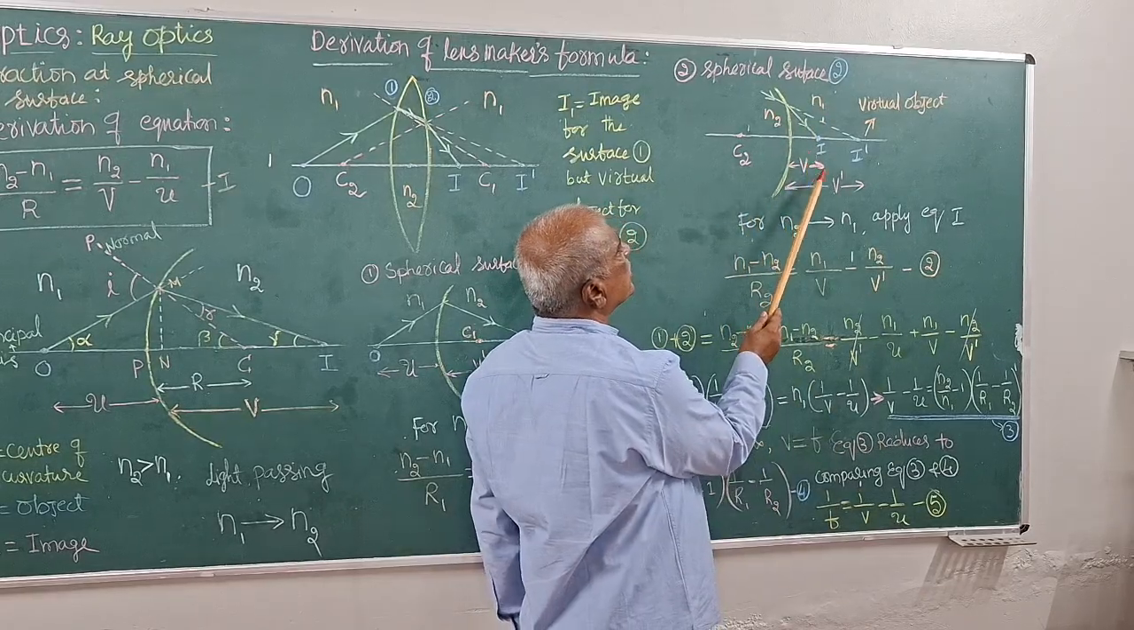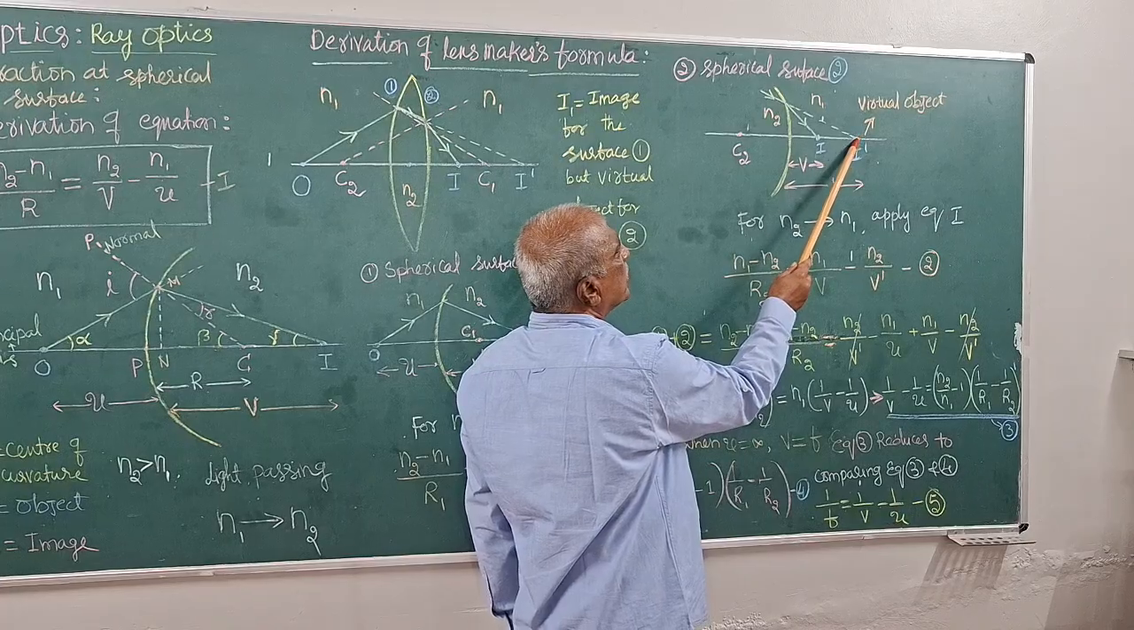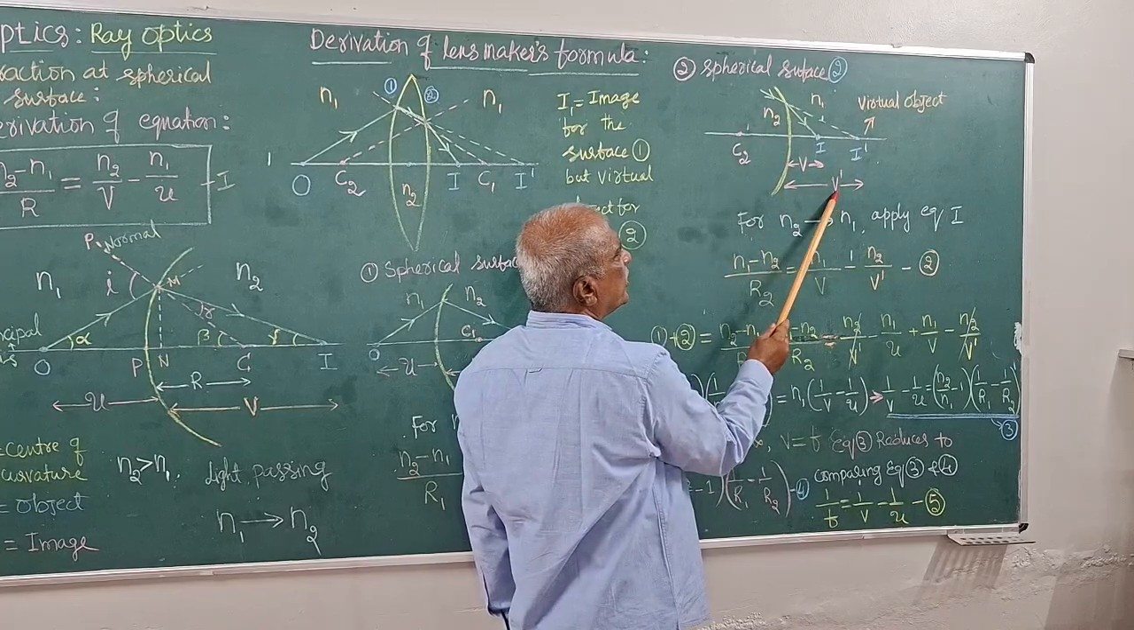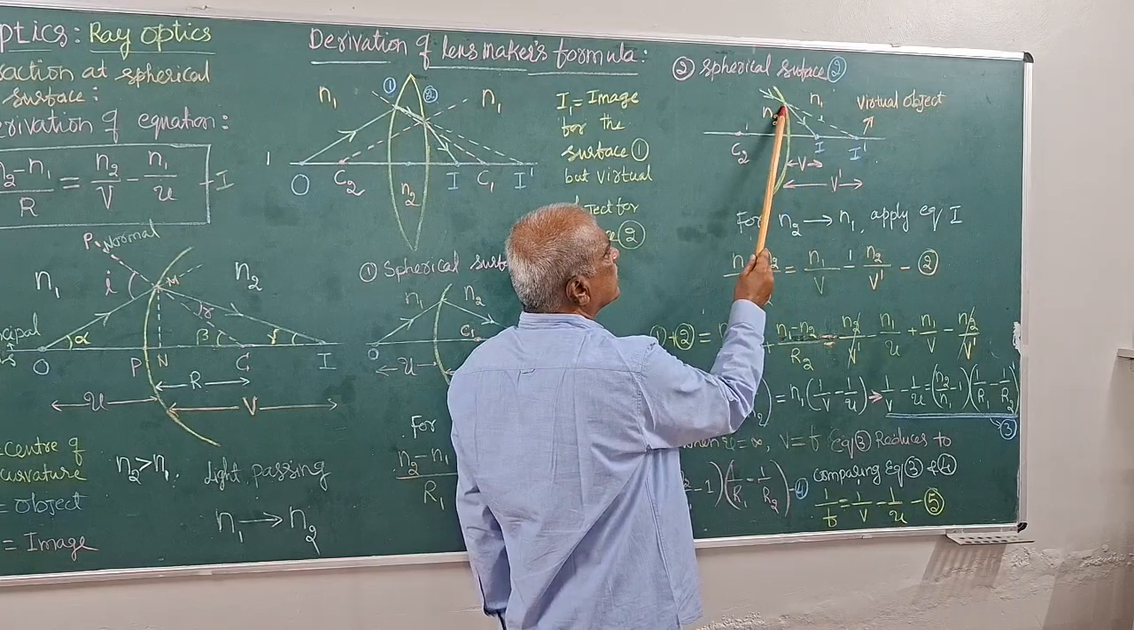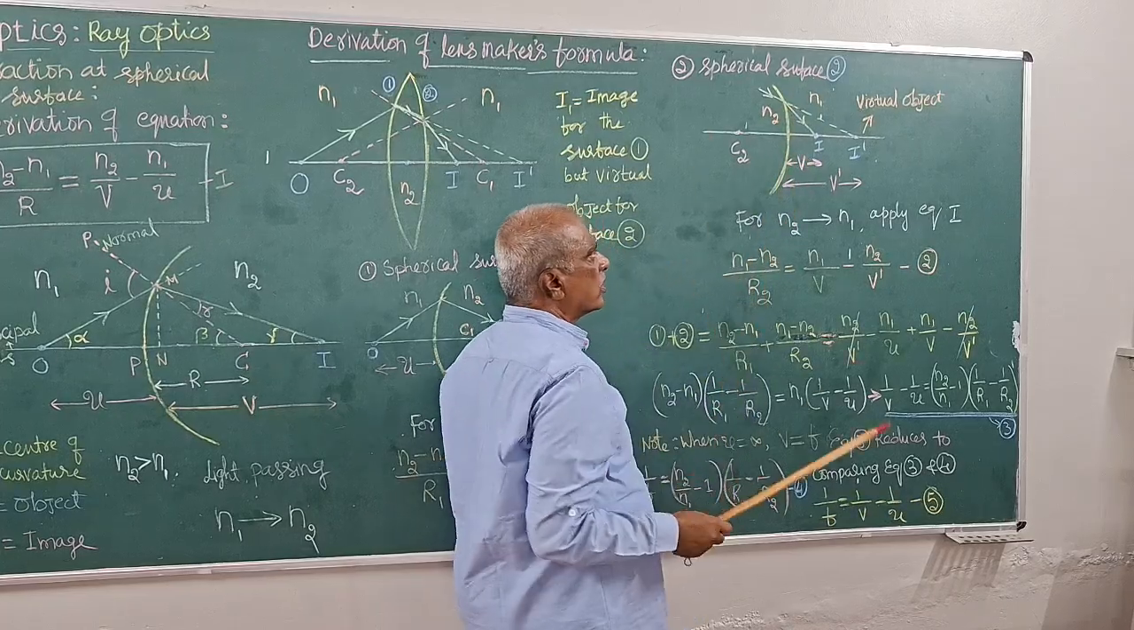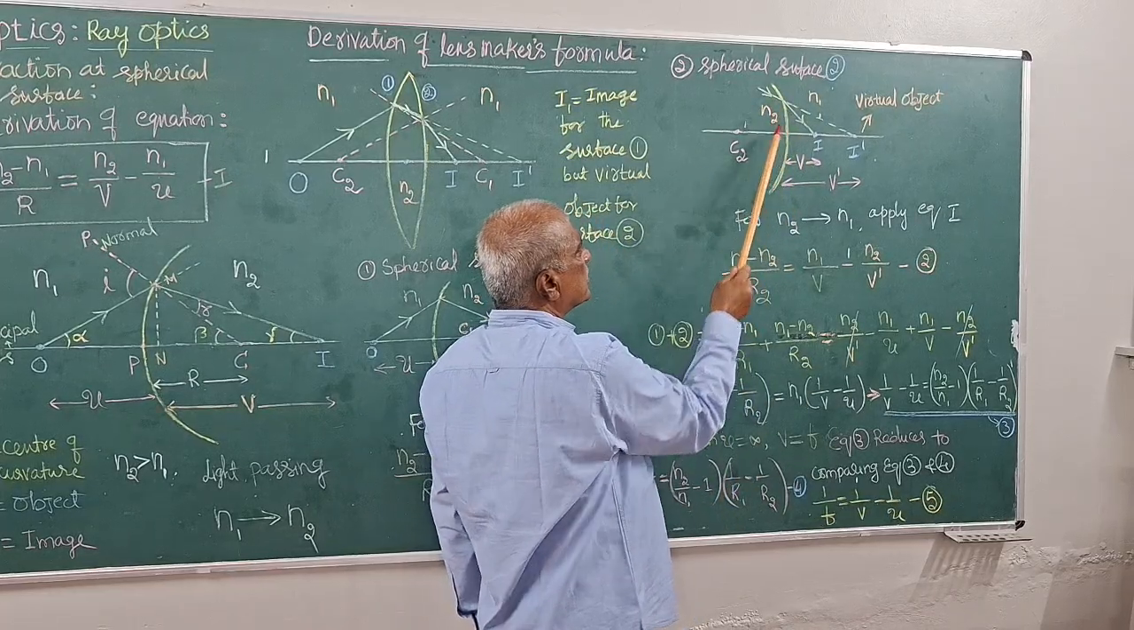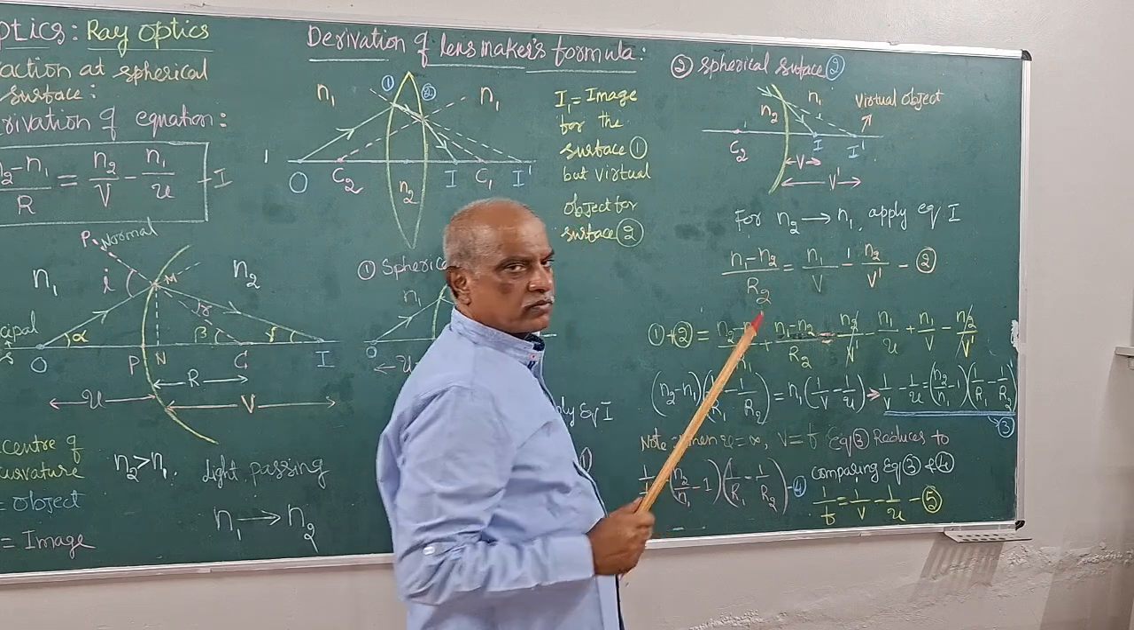And what is the object distance? The object distance for this refraction is V dash. The image distance for this refraction is V. And the radius of curvature of the second surface is R2.